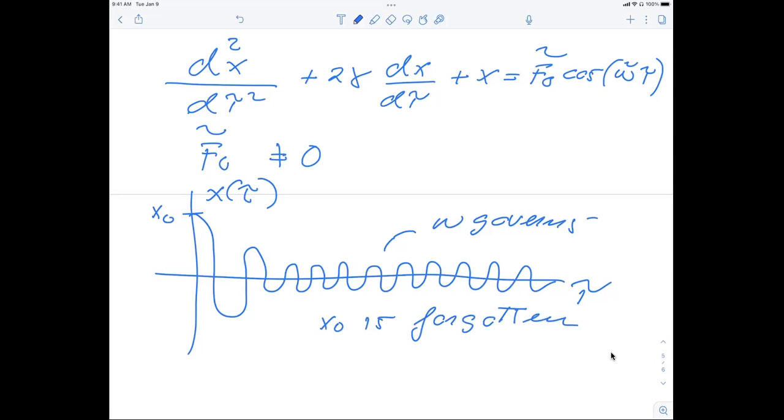So it sounds like me. Except that in my case, it takes a very short amount of time to actually forget where I was in the beginning.